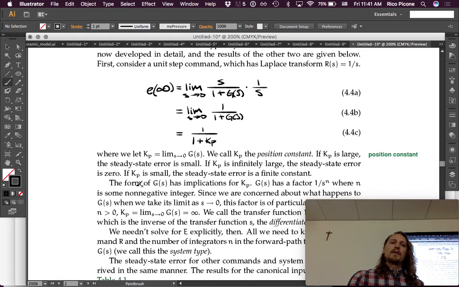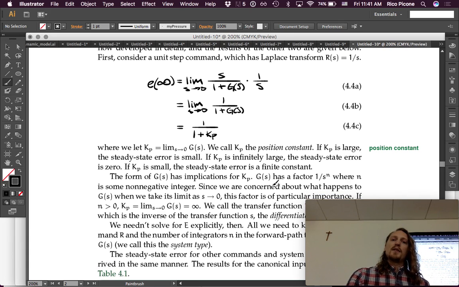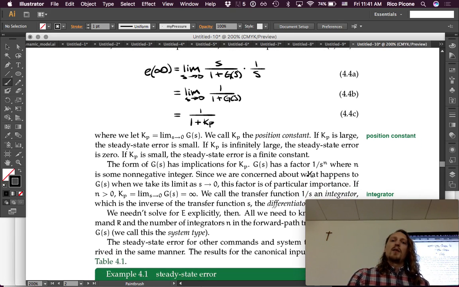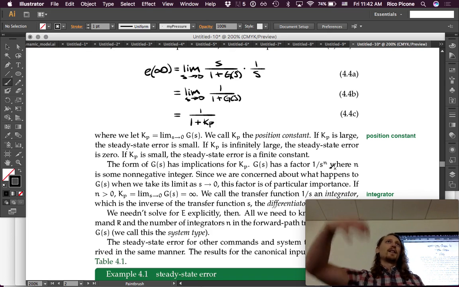The form of g of s has implications for kp, okay? So obviously, since g of s is in kp, g of s has a factor 1 over s to the n, where n is some non-negative integer. So n could be 0, right? 1 over s to the 0 is just 1 over 1, which is just 1. So we can say that g of s always has this factor of 1 over s to the 0, 1, 2, 3, 4, 5, etc. It's in there.